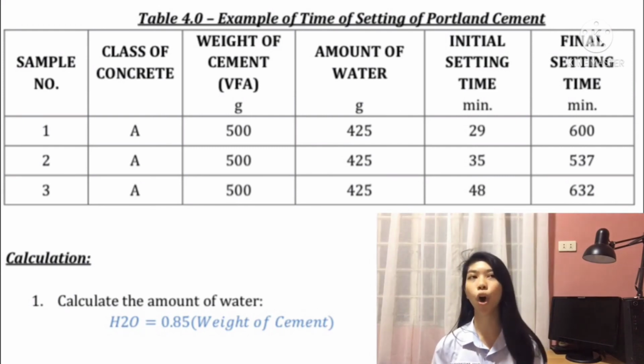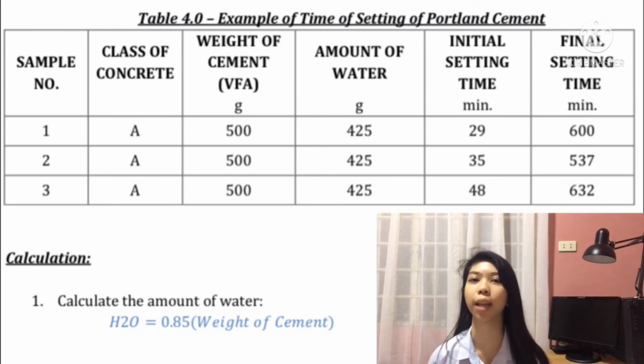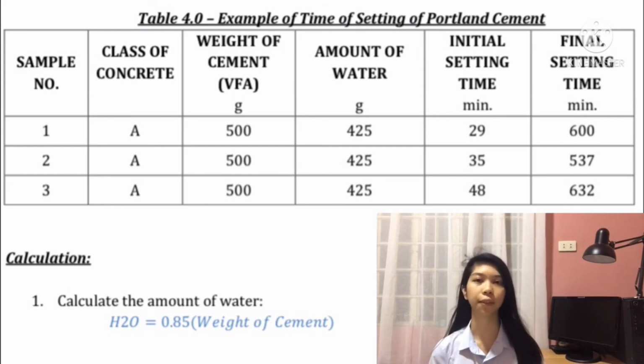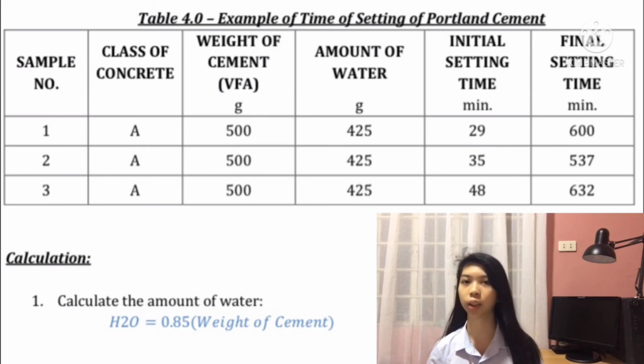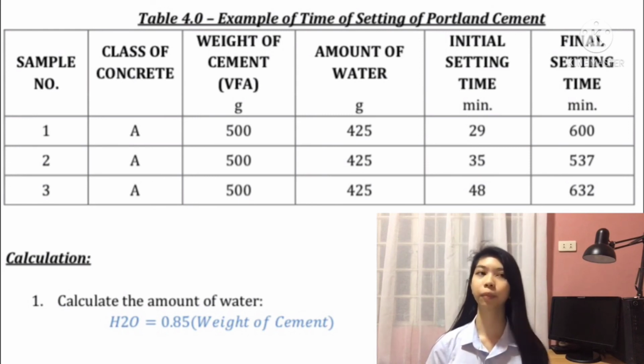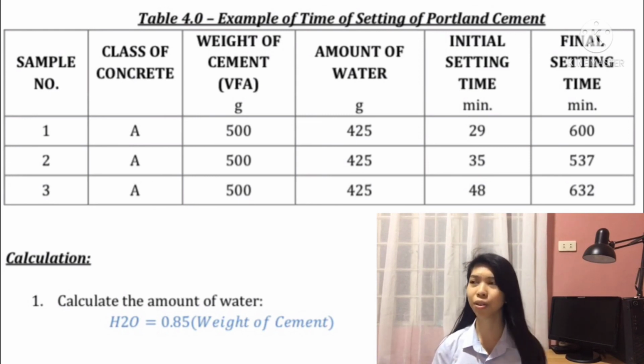It is not always that we can control the temperature. It may come from 25 to 27 to 29 degrees Celsius, and the humidity might reach up to 70%, or it can also go down to 60%. And those are acceptable conditions, but it really affects the initial and final setting time of the Portland cement.